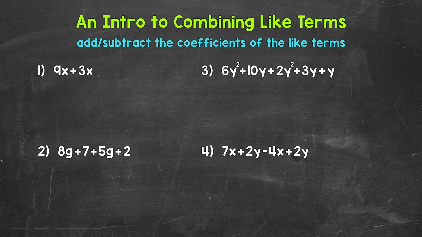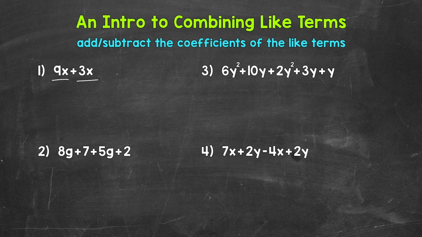Let's jump into number 1, where we have 9x plus 3x. We will start with this basic expression and work our way up. So we have two terms in this expression, 9x and 3x. Both terms have the same variable of x, and these variables of x are to the same power. Remember, when we don't have an exponent attached to a variable, there is an understood exponent of 1. Anything to the power of 1 is just itself. So 9x and 3x are like terms.